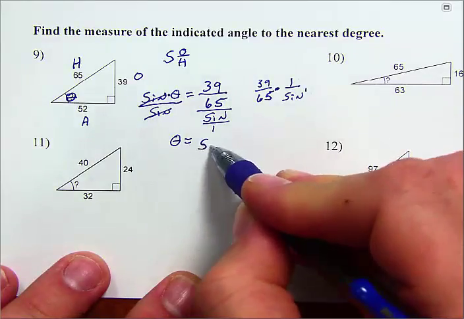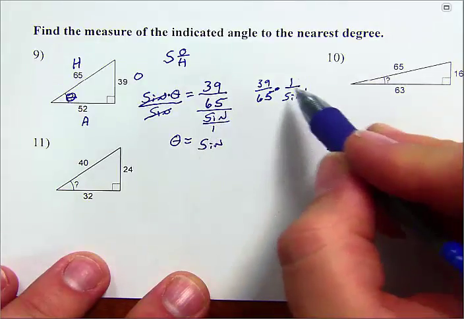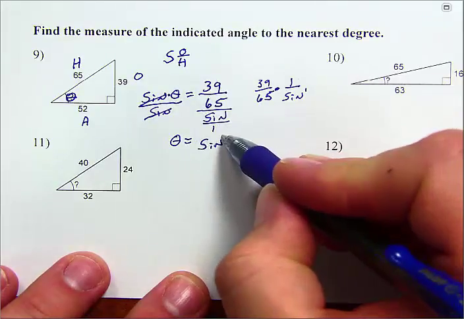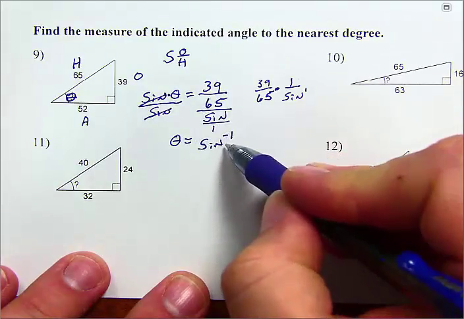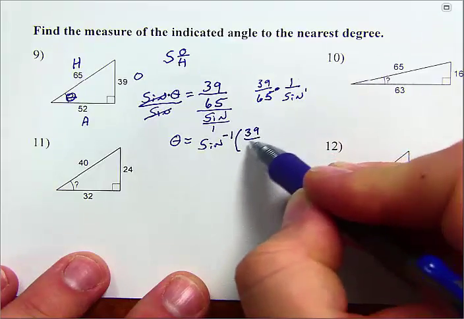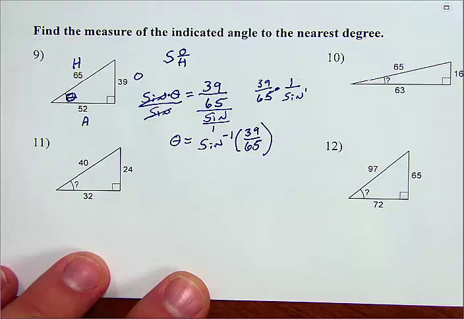So the shortcut here is anytime you divide by a trig function, instead of having to go through all this rigmarole, just remember this sine flips up but gets an inverse, or a -1. And then your 39/65 stays the same. And we'll do a couple more of those.